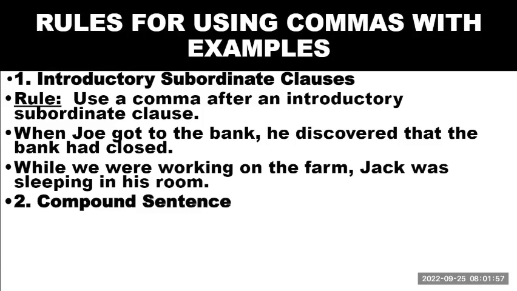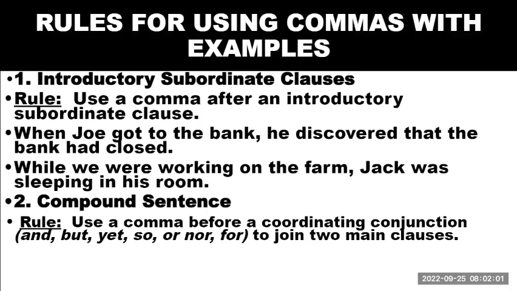Then rule number two, compound sentence. When we have a compound sentence, the rule says that you should use a comma before a coordinating conjunction. A compound sentence is a group of words that contains two main clauses, the type of clauses we call independent clauses. When you join these two independent clauses using a coordinating conjunction, and these are examples of coordinating conjunctions: and, but, yet, so, or, nor, for. It is the acronym that we call FANBOYS in grammar. So use a comma before a coordinating conjunction to join two main clauses.